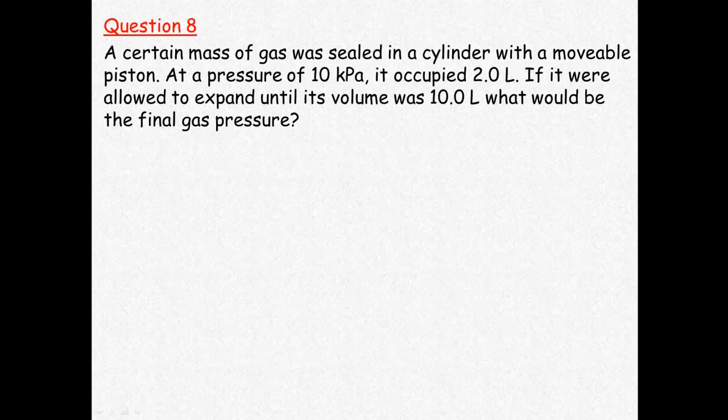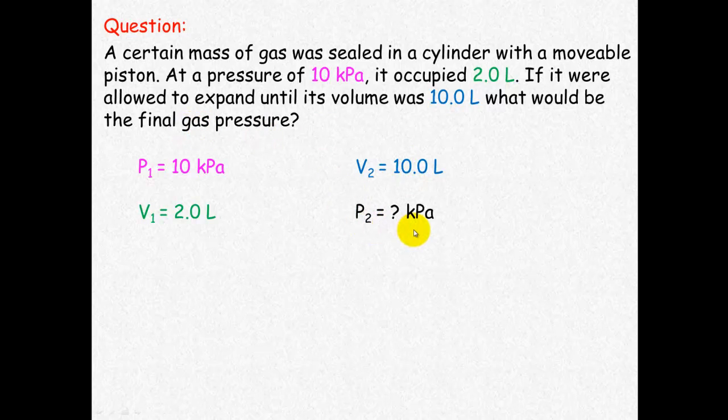So the first thing to look at with a question like this is the data that's presented. So here we have P1 being 10 kilopascals, V1 being 2 litres, and V2 being 10 litres. And what we're trying to find out is the final gas pressure, which will be P2.